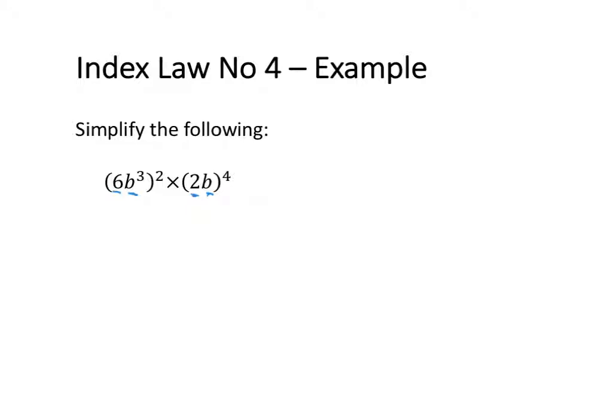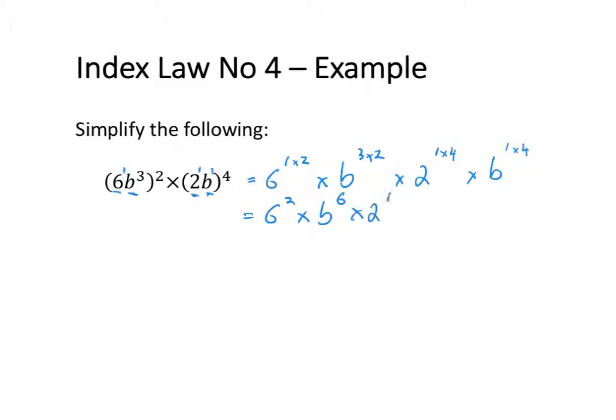Also remembering that with the numbers, or any term that doesn't have an index, the index is going to be 1. So applying the fourth index law, that's going to be 6 to the power of 1 times 2, times by b to the power of 3 times 2, times by 2 to the power of 1 times 4, times by b to the power of 1 times 4. So that's going to equal 6 to the power of 2 times by b to the power of 6, times by 2 to the power of 4 times by b to the power of 4.